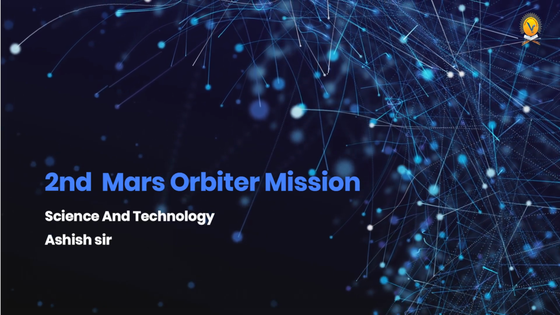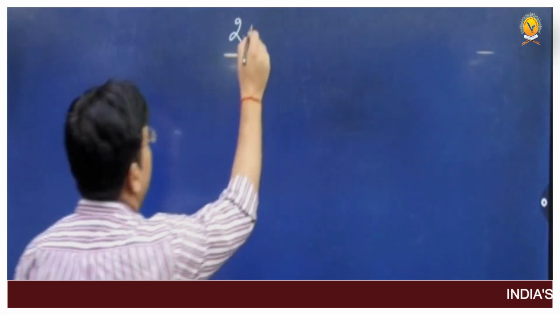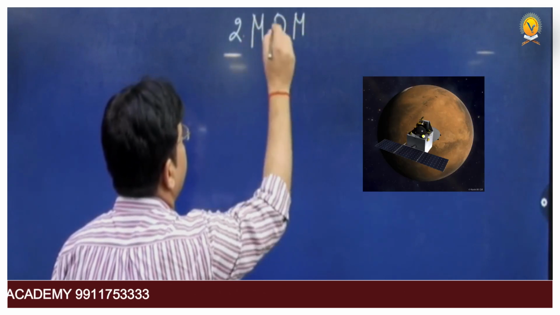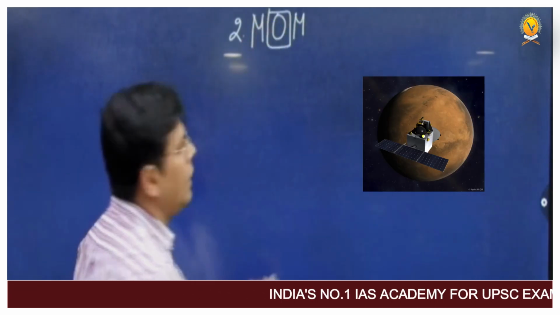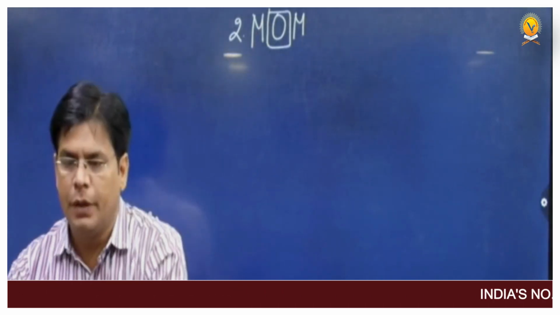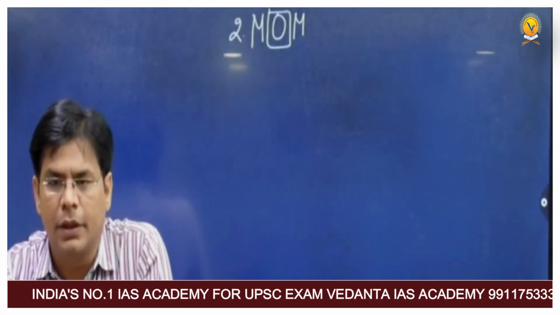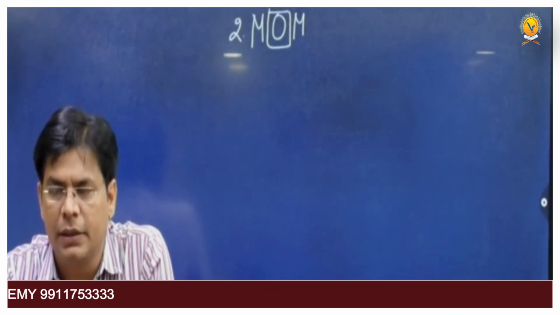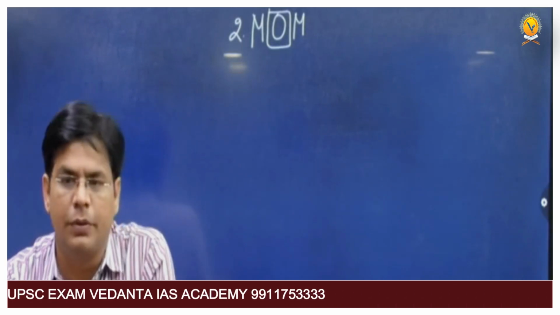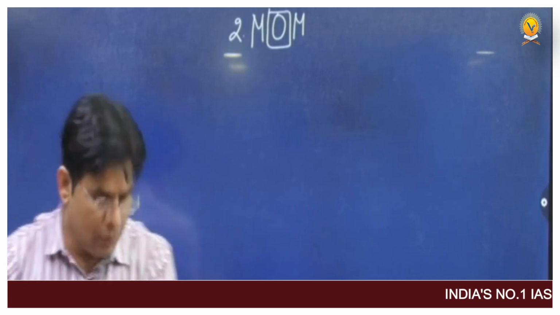So the second mission of India is the Mars Orbiter Mission. Now, orbiter. You know what an orbiter is? A collection of scientific instruments placed in orbit where the study is performed. Is that clear?